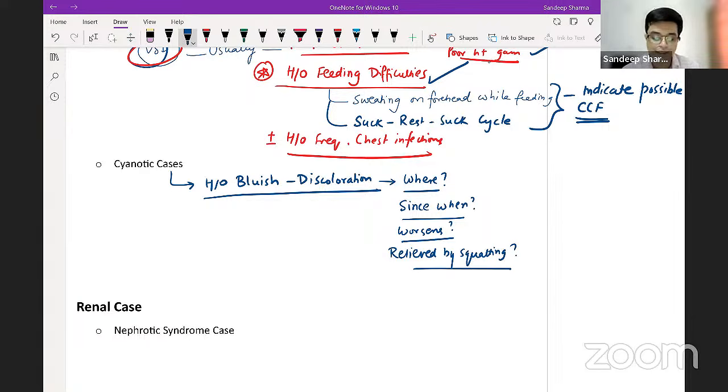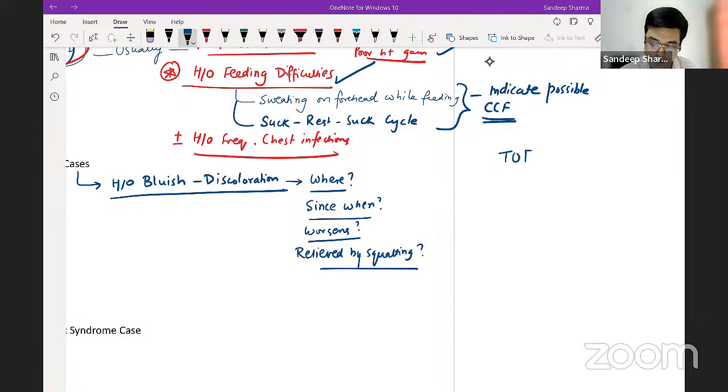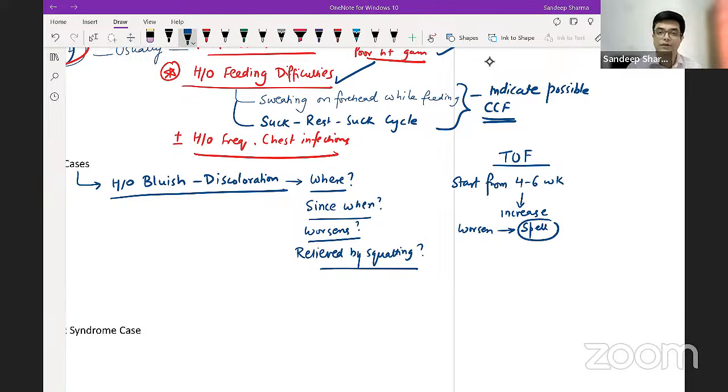Why are we asking these complaints? Because if it is a tetralogy of Fallot patient, it will start from 4 to 6 weeks of age, and it will progressively increase in nature. It will worsen when the child is having a spell. We call it a cyanotic or TET spell. When the child is crying, it will worsen. When the child is coughing, it will worsen. And it will improve when you put the child in squatting position.